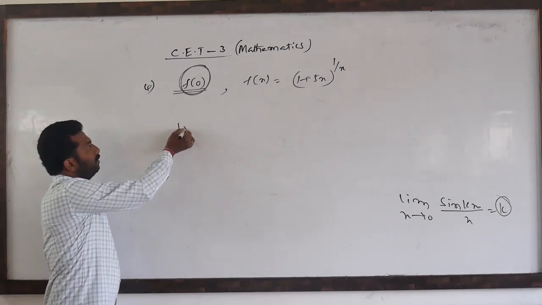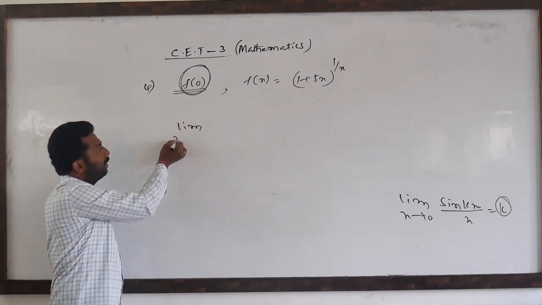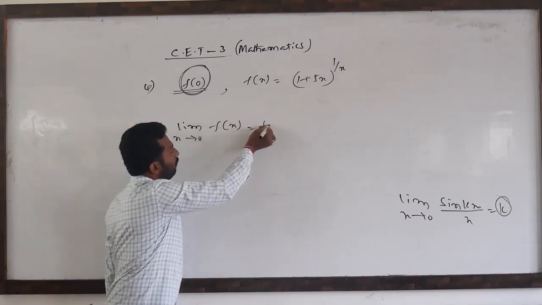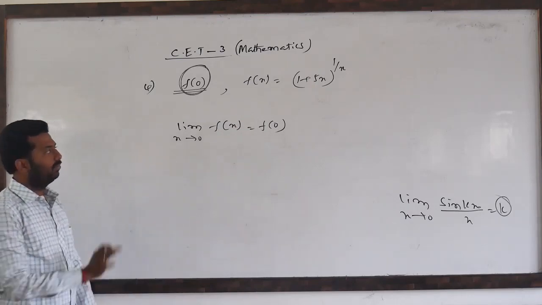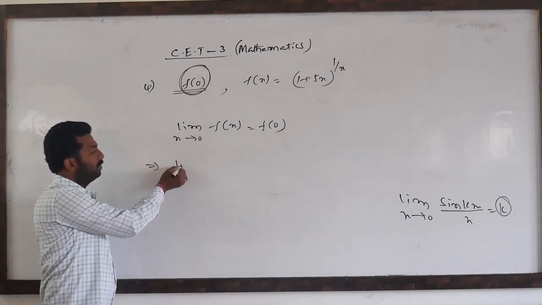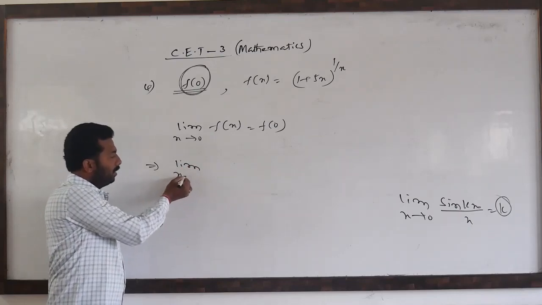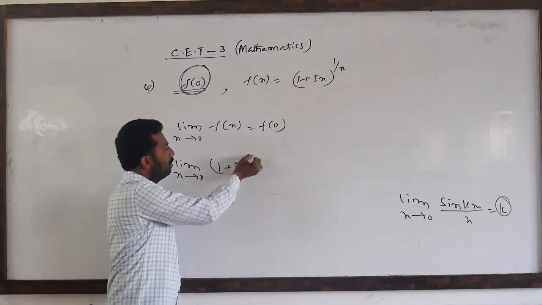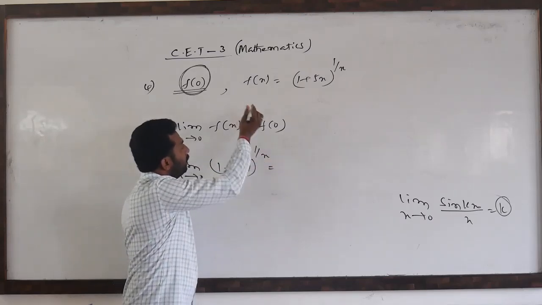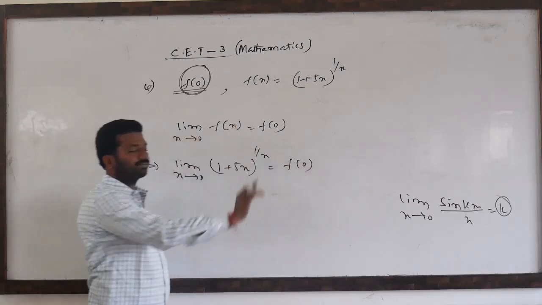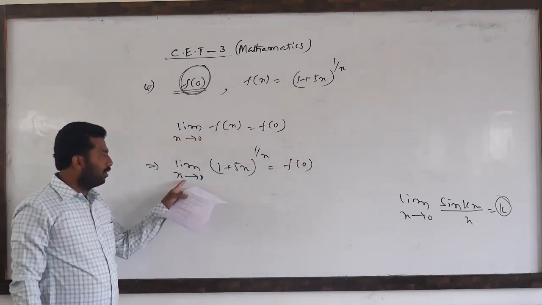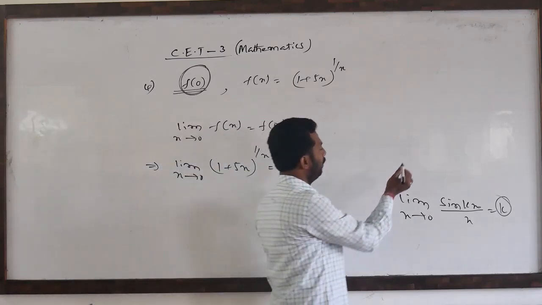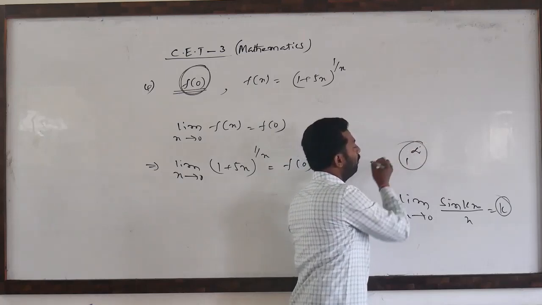The function is continuous at x equal to 0 means the limit as x tends to 0 of f of x equals f of 0. So the limit as x tends to 0 of f of x is 1 plus 5x whole power 1 by x. Suppose I substitute x equal to 0, this is 1 power 1 by 0. 1 by 0 means infinity. So 1 power infinity appears.